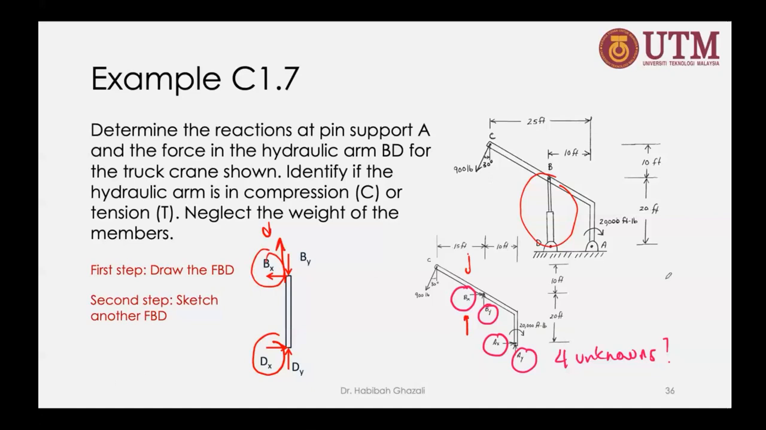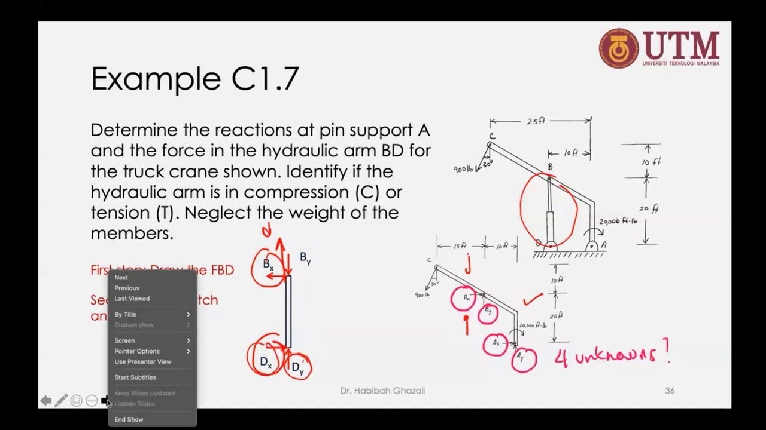Okay, so now we have 6 unknowns. I have 4 from this member, and I have an additional 2 from this member, Dy and also Dx. But now I have 2 members, right? So I have 6 equilibrium equations. So I can solve this because I have 6 equilibrium equations and 6 unknowns. So go watch the video and see how I solve it.